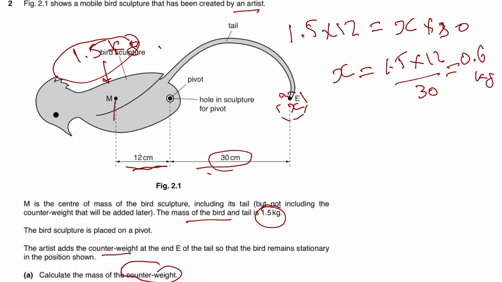So we got the answer to calculate the mass of the counterweight. The mass of the counterweight is 0.6 kilograms. Now we will do the second part of the question.